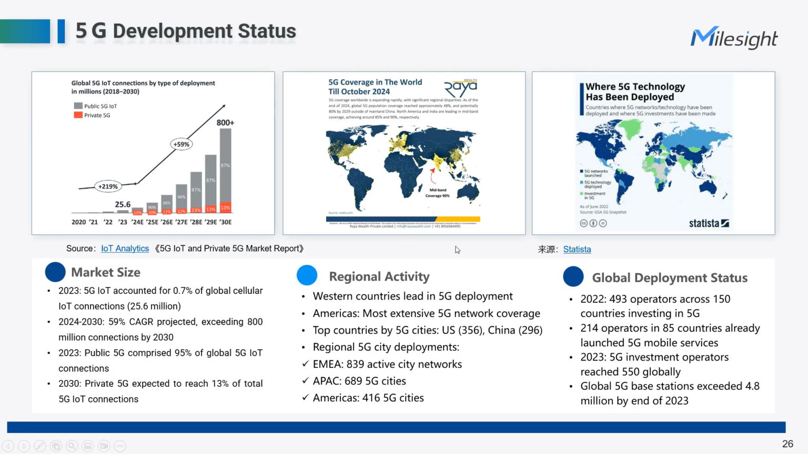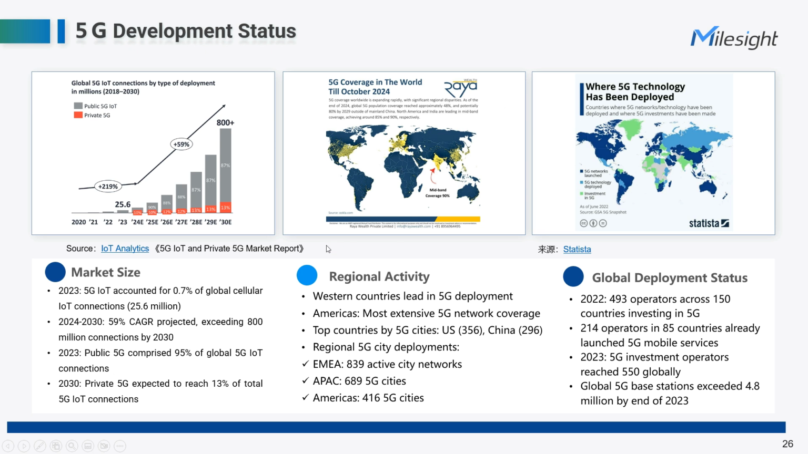According to a report from IoT Analytics in June 2024, there were about 25.6 million 5G connections worldwide in 2023. That's only 0.7% of all cellular IoT connections at the time. But the growth outlook is huge. Between 2024 and 2030, 5G connections are expected to grow at a 59% compound annual rate, reaching over 800 million.